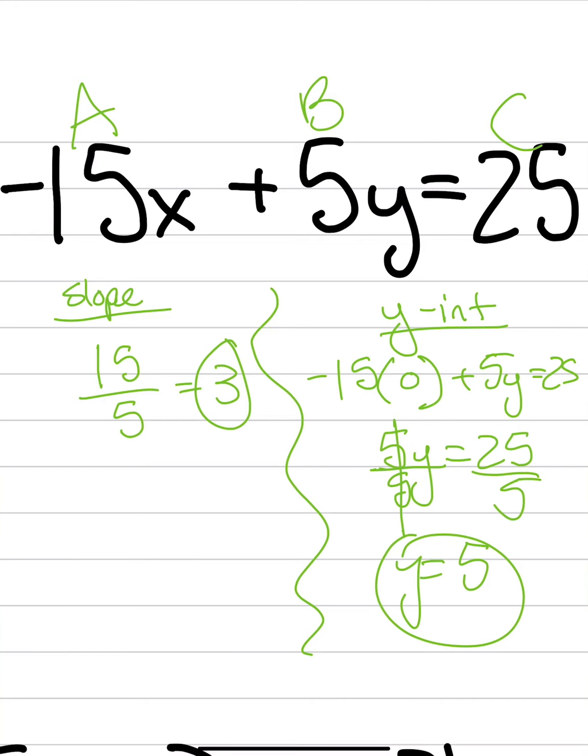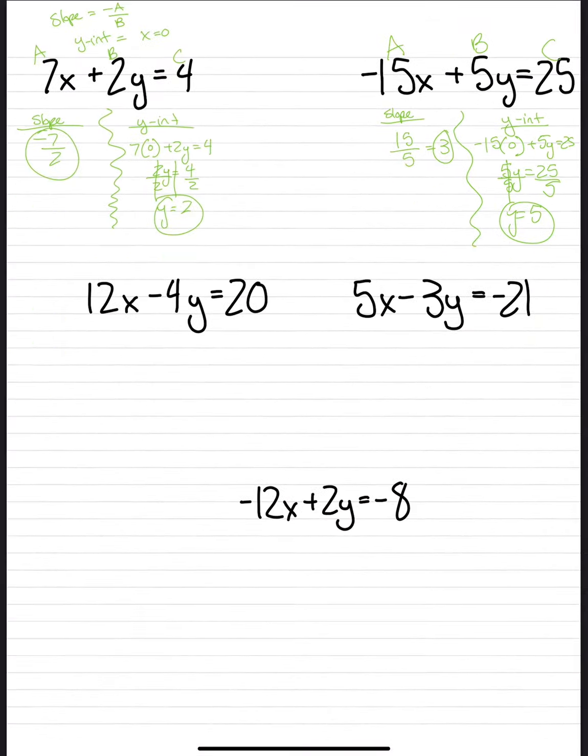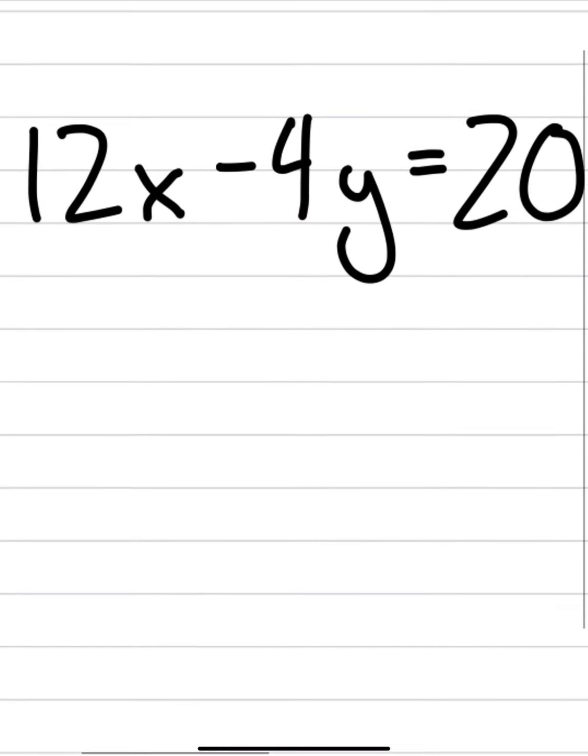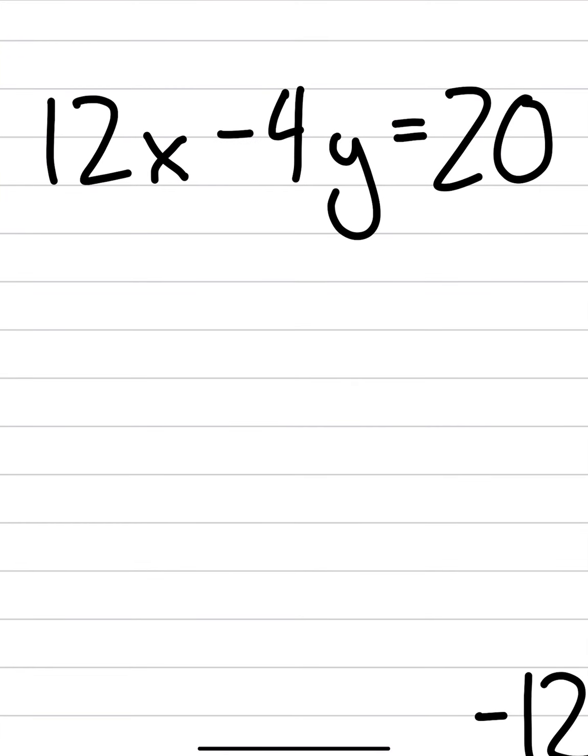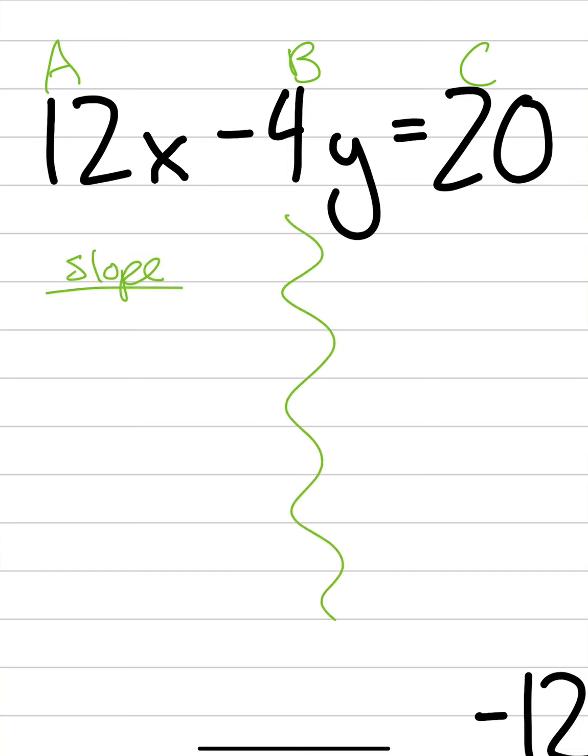Okay, cool. Moving right along, let's go to number 3, which is this one here. So we have 12x minus 4y equals 20. All right, same deal. A, B, C. My slope will be my opposite A over B. So I want a negative 12 over a negative 4. Be careful here. You want to keep that sign. All the other ones have been positive so far.